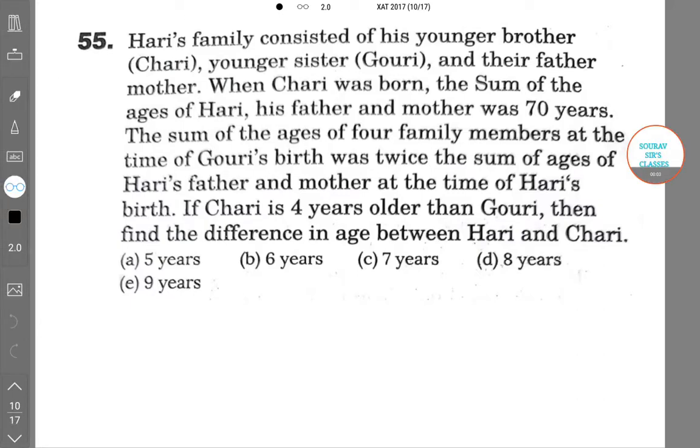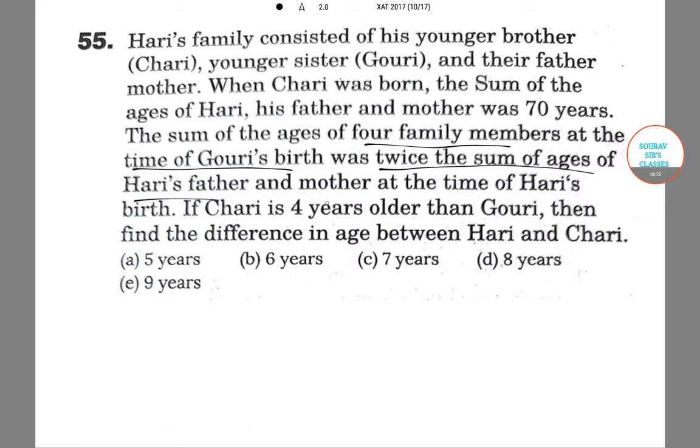The question is, Hari's family consisted of his younger brother Chari, younger sister Gauri, and their father and mother. When Chari was born, the sum of the ages of Hari, his mother, and father was 70 years. The sum of ages of 4 family members at the time of Gauri's birth was twice the sum of ages of Hari's father and mother at the time of Hari's birth. If Chari is 4 years older than Gauri, then find the difference in age between Hari and Chari.